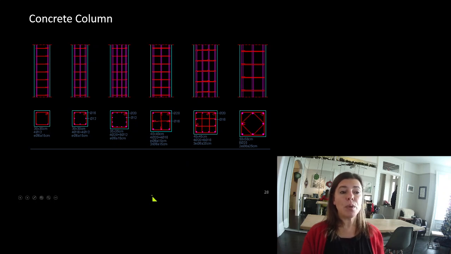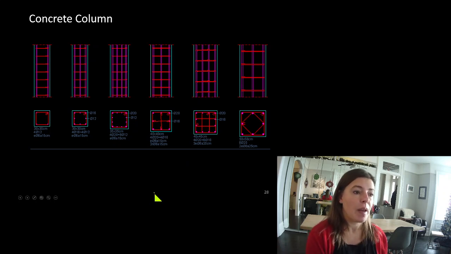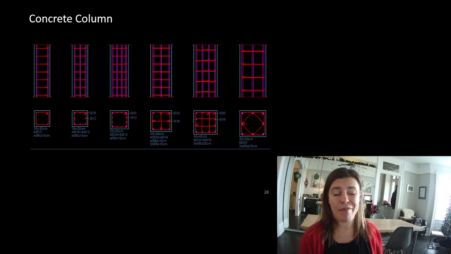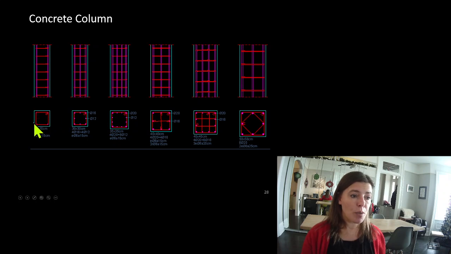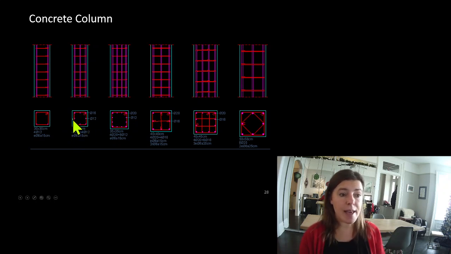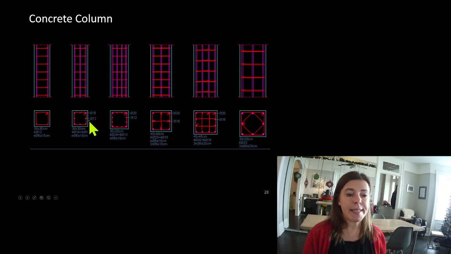So what do concrete columns look like? I just went online and found some images of them to show you how you can lay out the reinforcing. The blue line is the outline of the concrete, the red is the reinforcing, the ties, and the pink is the longitudinal reinforcing, or the thing that would be carrying some of the compressive load. So here it is from a side view, and here is a cross section of the column.